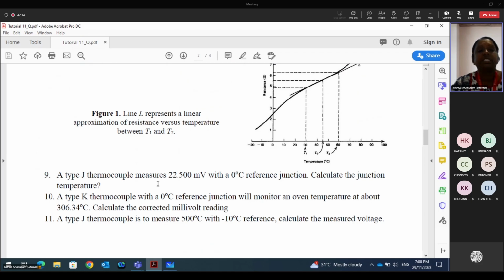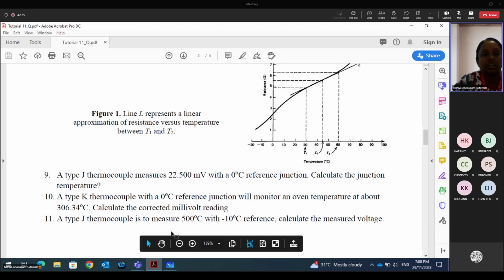We have a J-type thermocouple that measures 22.500 millivolt with a 0 degree Celsius reference junction. Calculate the junction temperature. What will the junction temperature be?